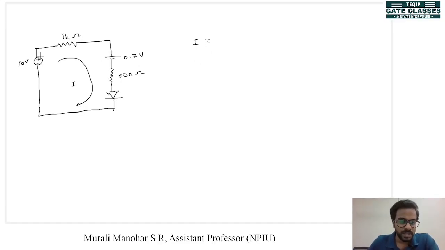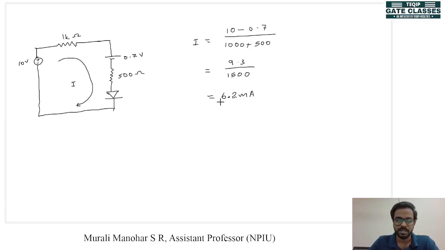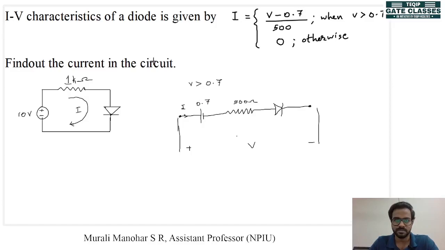Let's see that. So the I in this case will be given by KVL. Applying KVL, we get I as (10 minus 0.7) divided by (1000 plus 500). That will be 9.3 divided by 1500. That current is 6.2 milliampere. This is a positive current, so the diode is forward biased. There is no doubt in that. And we also got the value of the current that was asked in the question.